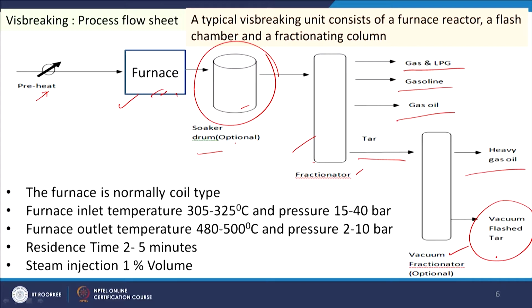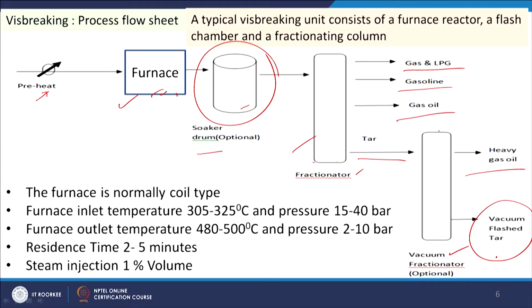Otherwise we can use coil Visbreaking, where there is no soaker. From the furnace it passes through the furnace coil for a small span of time at relatively higher temperature. That way also some fractionation will be there and we will get different products, but the products may vary in their quality and the relative amounts may change to some extent.